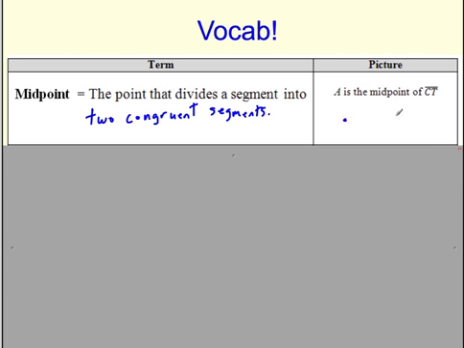So let's draw a picture. I know I've got this line segment CT, and I'll draw it in as straight as I can. And A is the midpoint. So what does it do? Here's A right here.